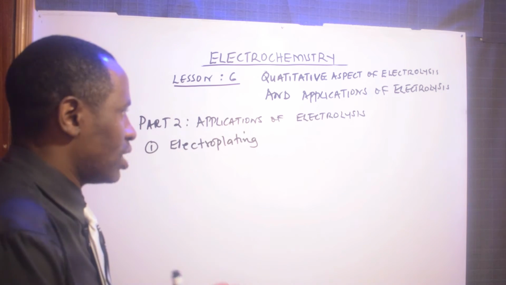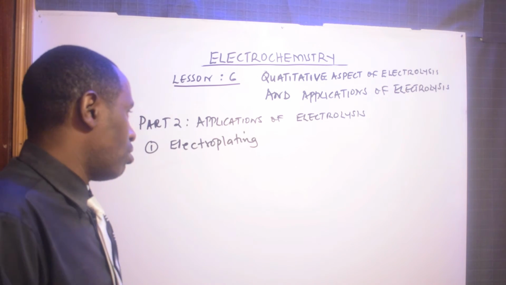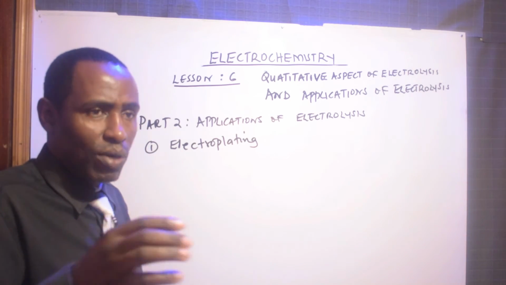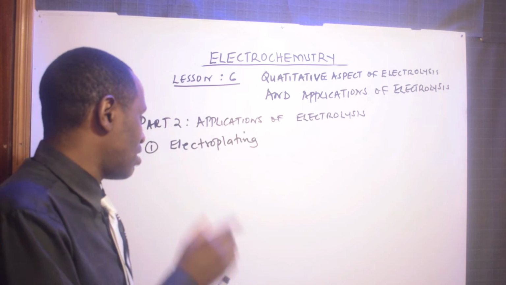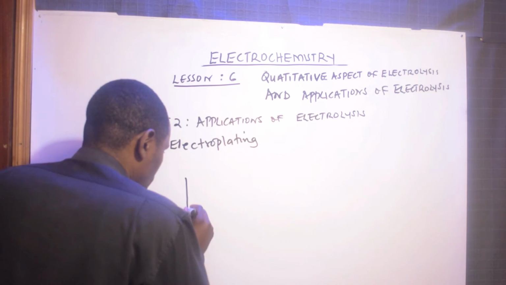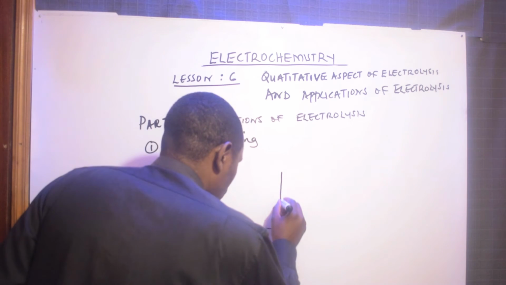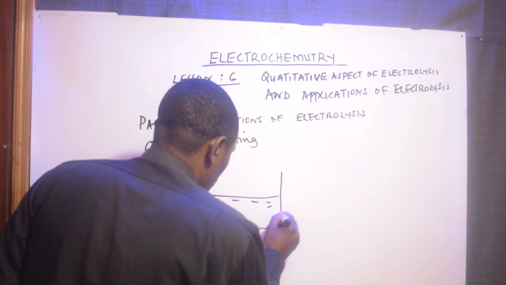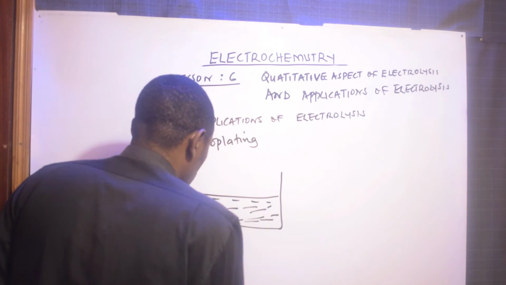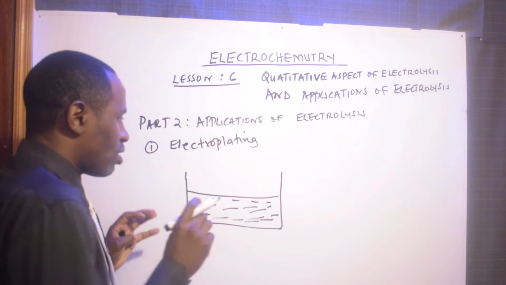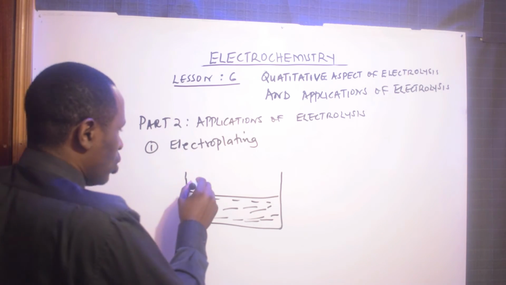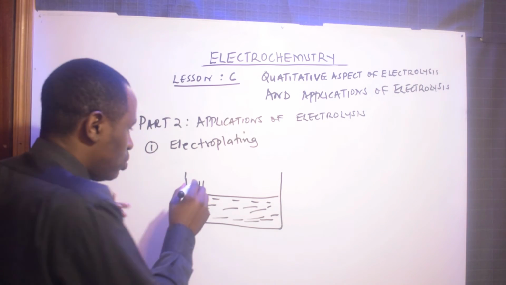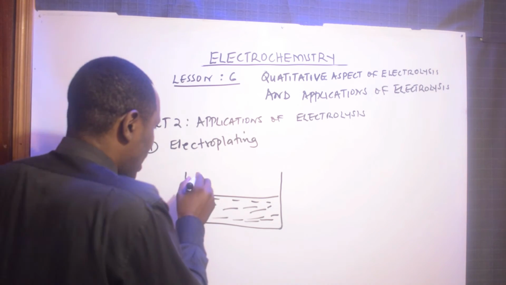I want us to think about how we can electroplate, for example, a spoon, and I want us to use silver. I want us to electroplate a spoon using silver. Now, how do you go about it? When you're given a question like to draw a diagram that may be used to electroplate a spoon using silver, there is a consideration that you're going to make. Number one, your spoon will have to be the cathode.